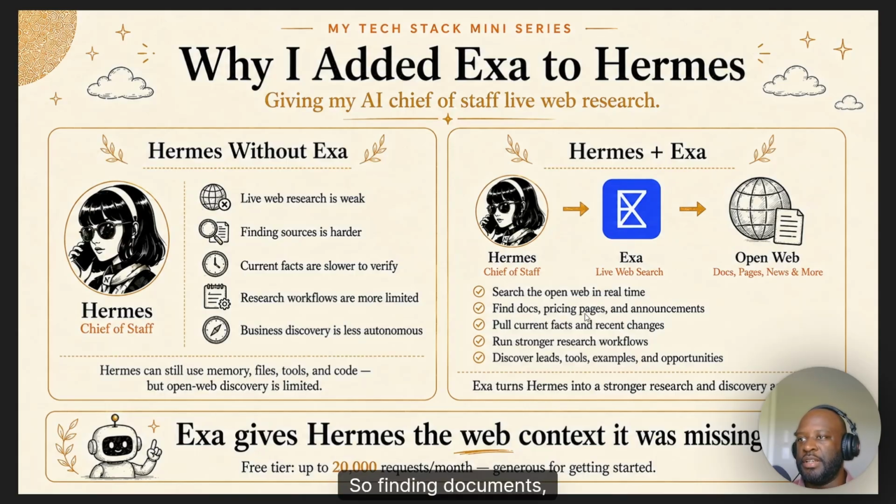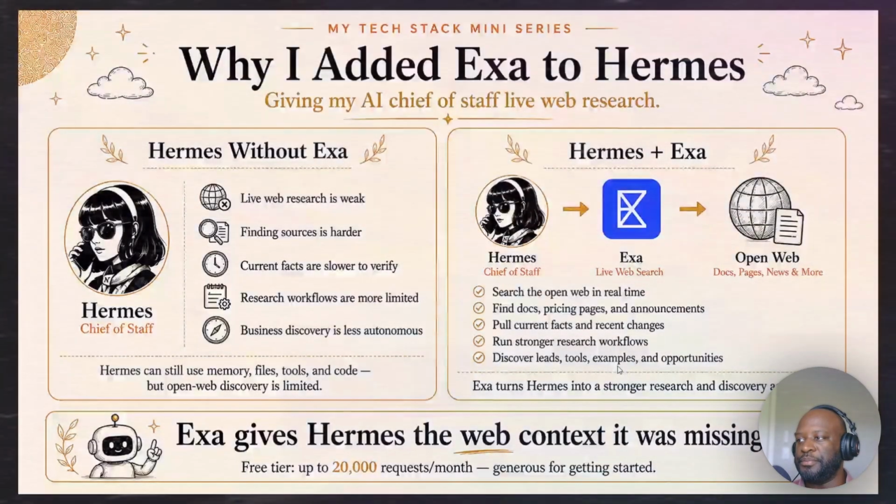So finding documents, pricing, competitive analysis, pulling facts and the most recent data, and then really just helping you with discovery, leads, tools, examples, and overall different cases that you're looking at while also searching the web. So again, it's giving your agent access to live web search. In this video, I'm going to quickly touch on how I go about doing that and how you would be able to follow this process and set it up for yourself.